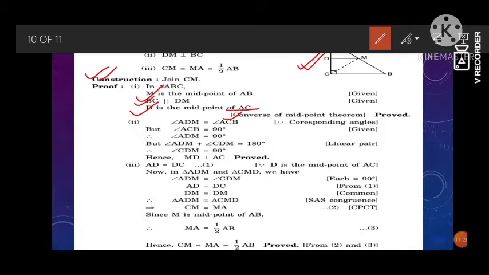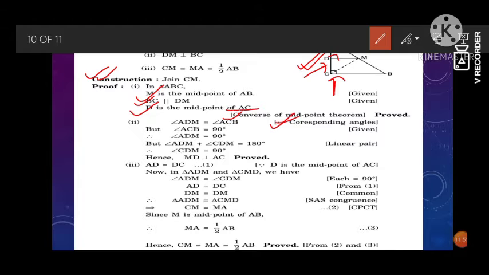Now we will prove that DM is perpendicular to AC. As you can see from the figure, angle C is 90 and BC is parallel to DM. So angle at D, that means ADM, is also 90 by corresponding angles. BC and DM are parallel lines and DC is the transversal. So by corresponding angles we can say each is 90 degrees.